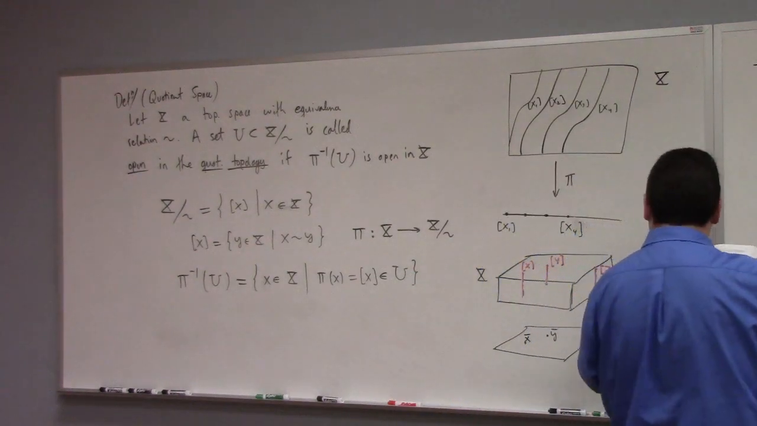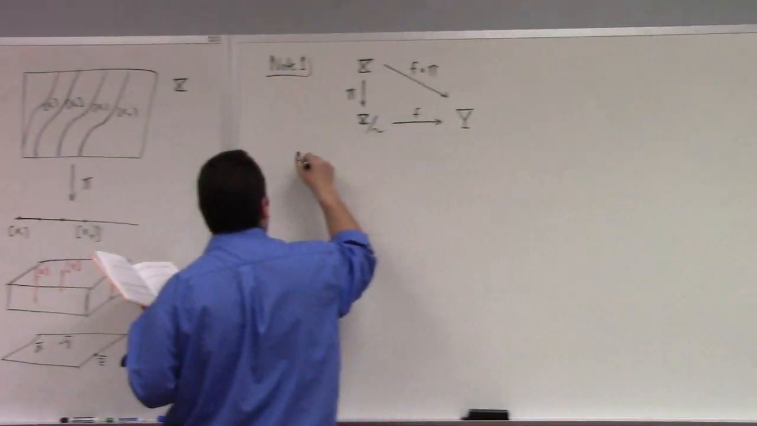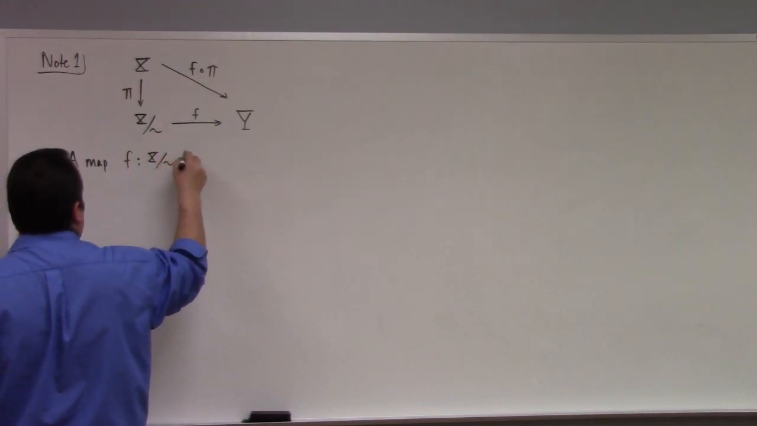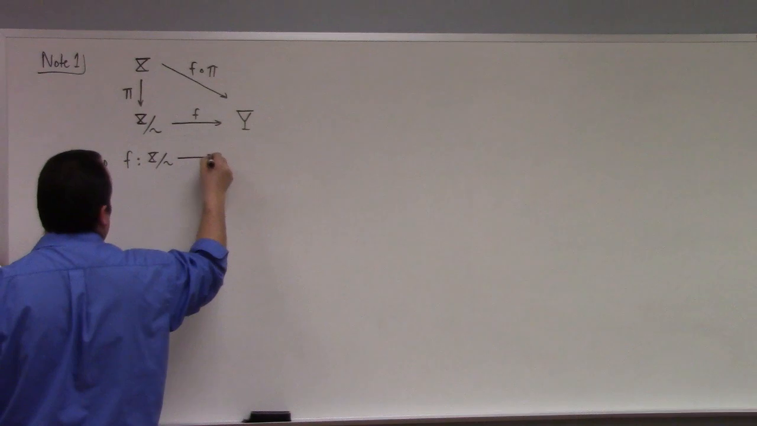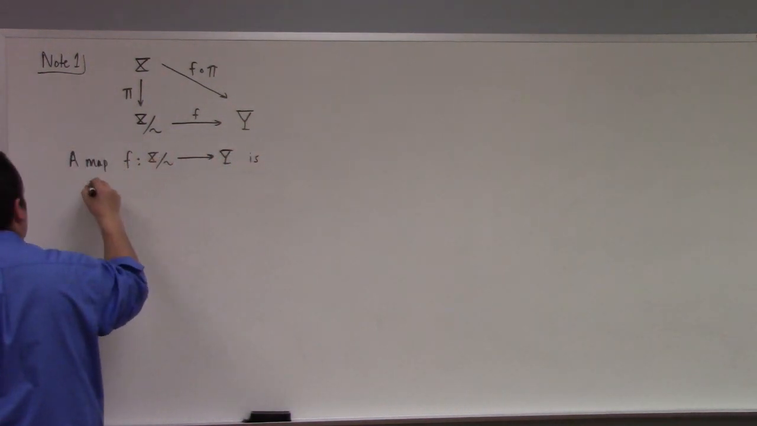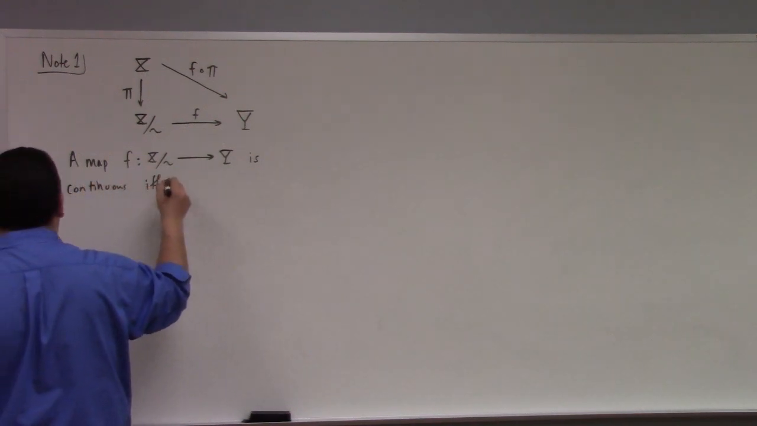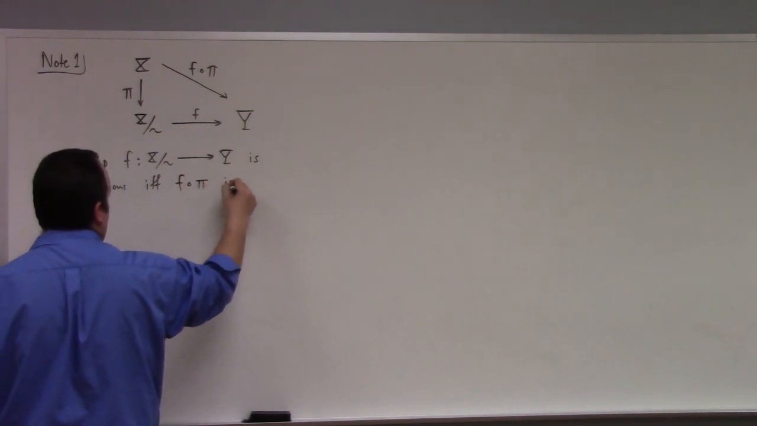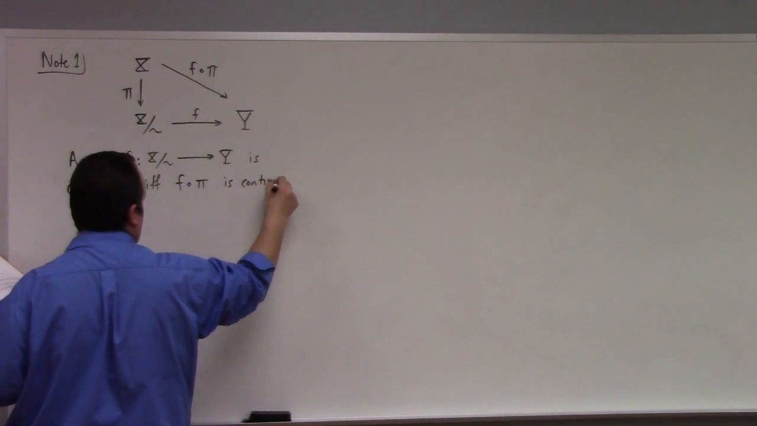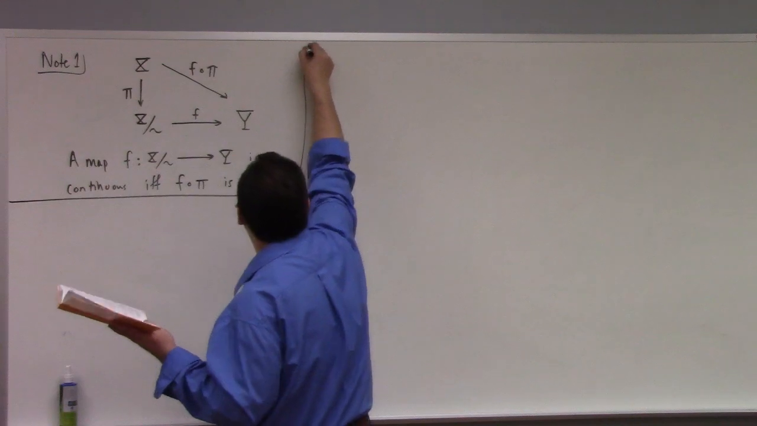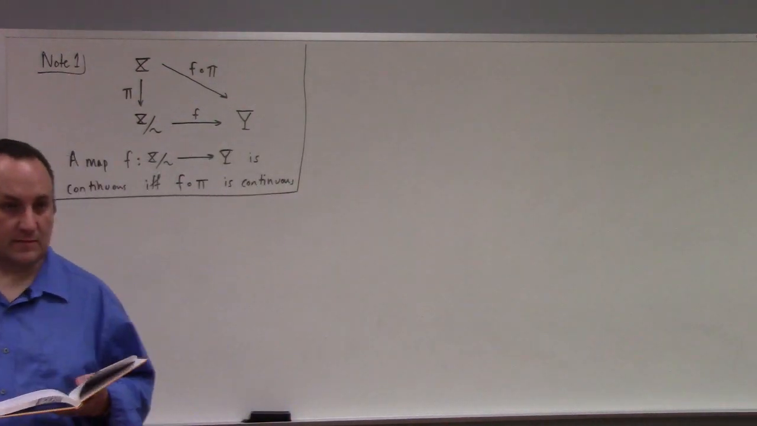It says the following. A map F from X from the quotient space to Y is continuous if and only if what? F composed with pi is continuous. All right, I'm going to try to not erase that because we're going to come back to it, okay?